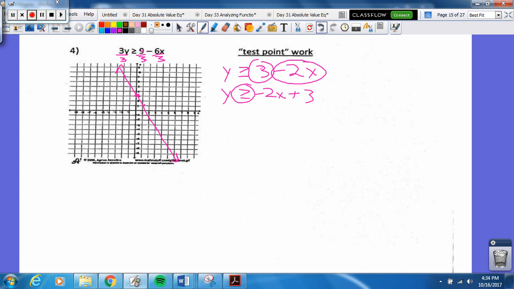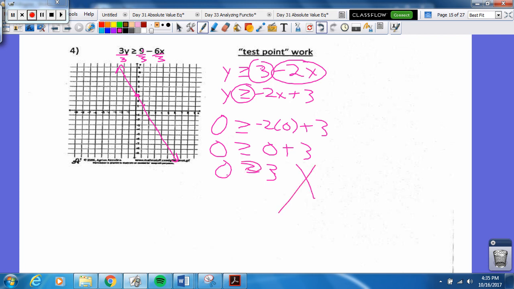Okay, what am I going to do now? Plug in 0, 0. 0 is greater than or equal to negative 2 times 0 plus 3. 0 is greater than or equal to 0 plus 3, sorry, greater than or equal to, my bad. Greater than or equal to 3. Is that true? Is Pac-Man eating the bigger man? No! So this is not a solution.